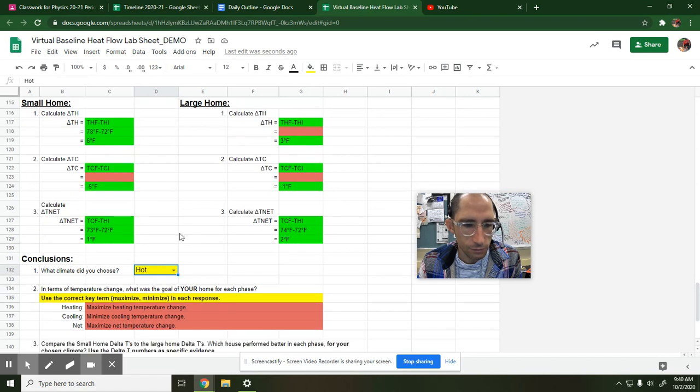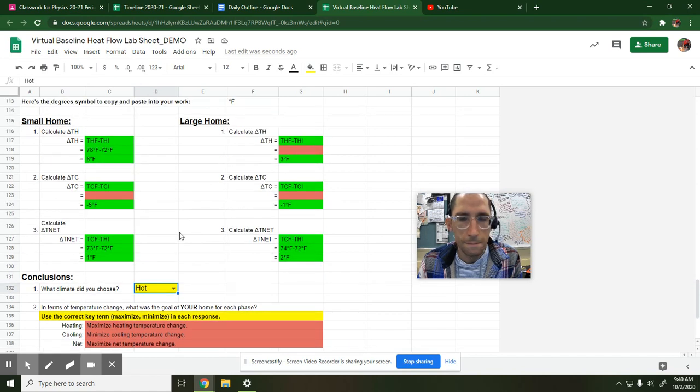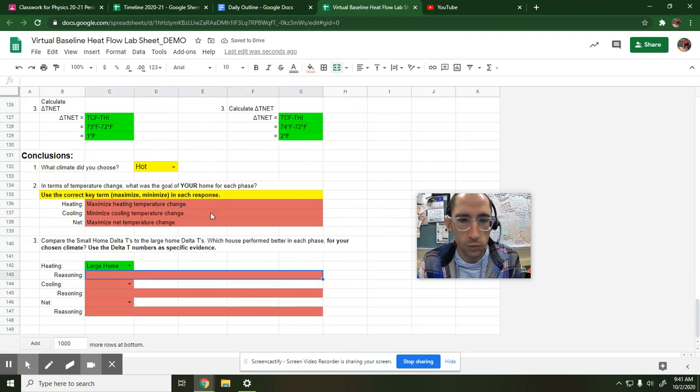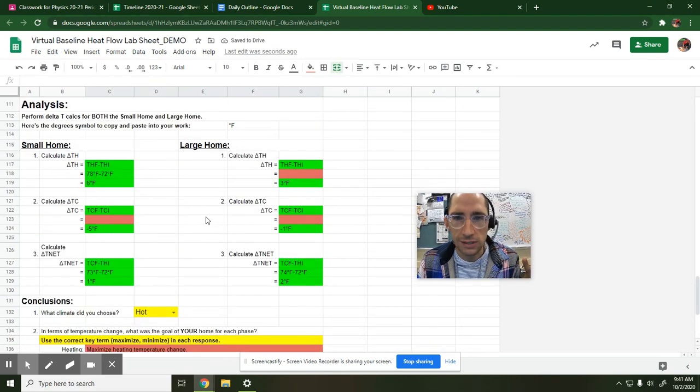Hot climate. Remember, we're trying to minimize heating, so we're looking for the home with a lower heating temperature change. The small home went up 6. The large home went up only 3. Okay, well, what house would you rather be in if you're in a hot climate in the desert? Would you rather be in the house that heats up more or the one that heats up less? The home that heats up less, the large home. How do we know? Well, we looked at the delta T's, the temperature changes.